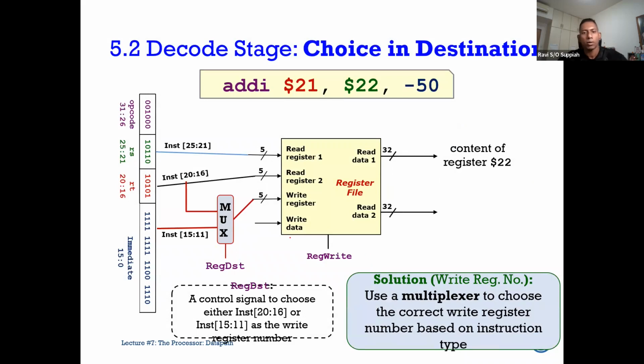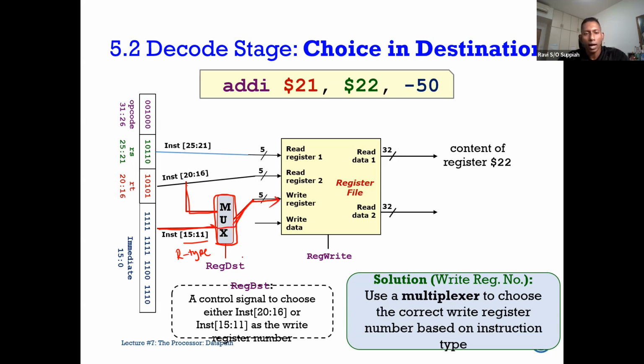All right, so that same concept now applies here. So this multiplexer over here, what will it do? It will now be used to connect both the RT and the 15 to 11. So if it was an R-type instruction, then this should go through.